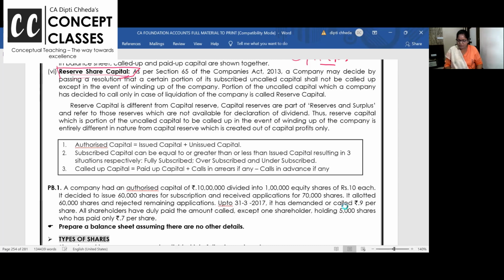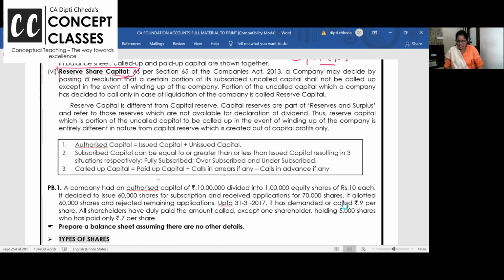Authorized capital is equal to issued plus unissued. Issued is 1 lakh, unissued is 9 lakh, total 10 lakh registered. Subscribed can be over and under subscribed, and called up is paid up plus call in arrears. Whatever I as a company have called is fine, but paid up can be more, call in advance, or less, or at par. Are the terms clear to you?